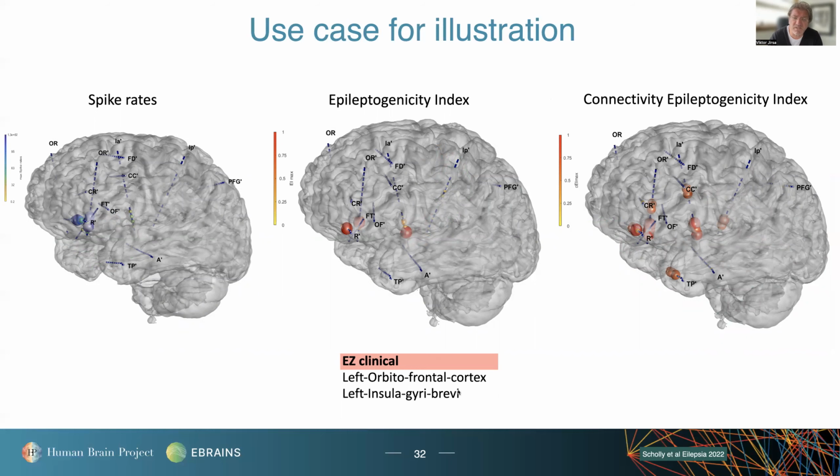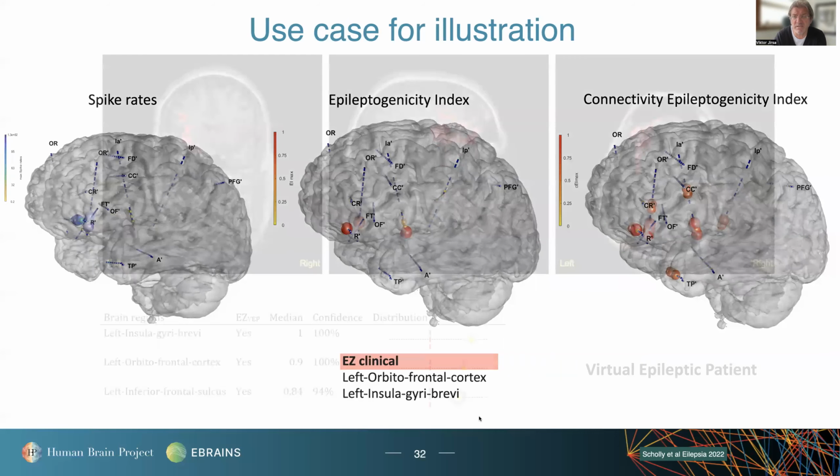So here in these cases, the clinical conclusion was that two areas are implicated: left orbitofrontal cortex and left insular gyrus brevis were implicated.